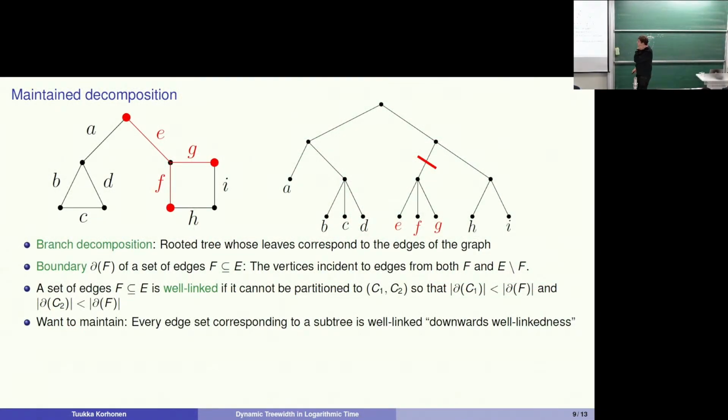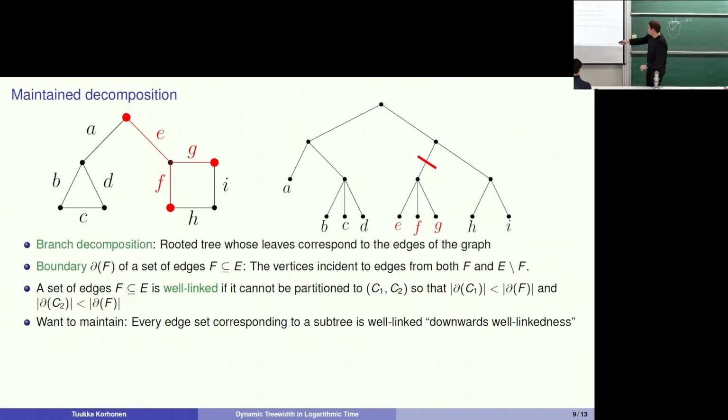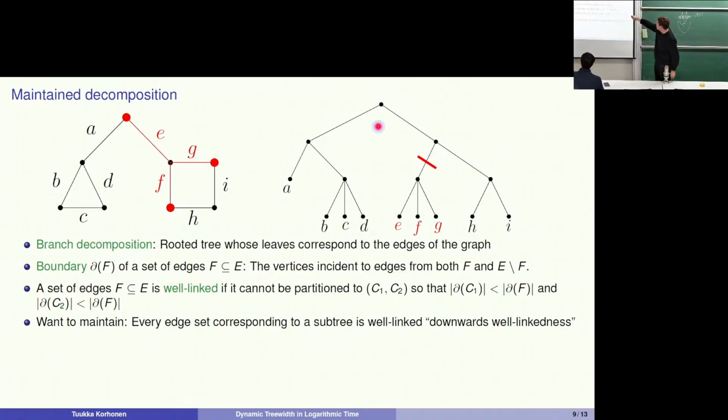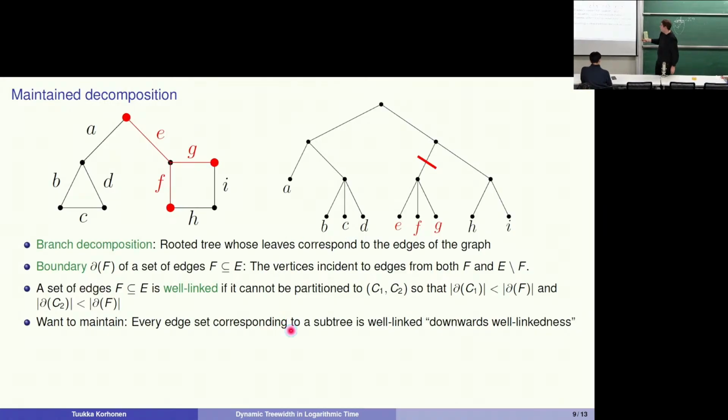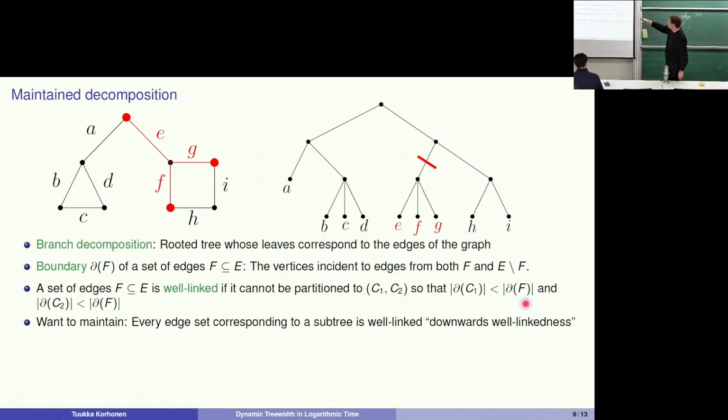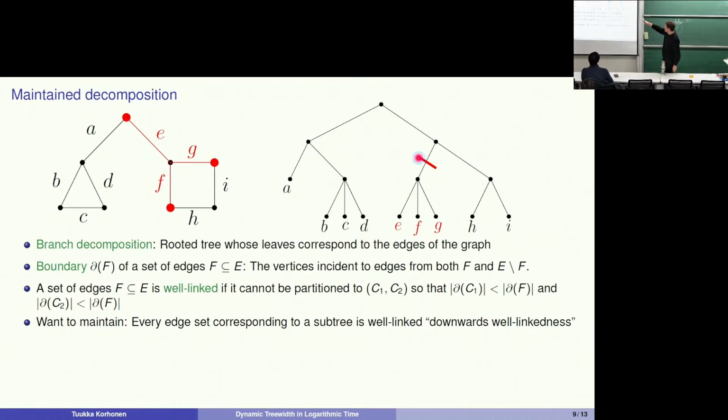Now the crucial graph theoretical invariant in this data structure is that if we have a subtree of this branch decomposition that corresponds to some set of edges, then this set of edges should be well linked. I call this invariant downwards well linkedness. If I think about the boundary here, it's well linked through a downwards direction.